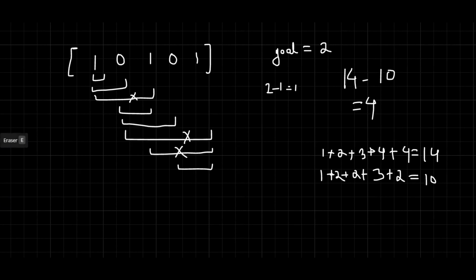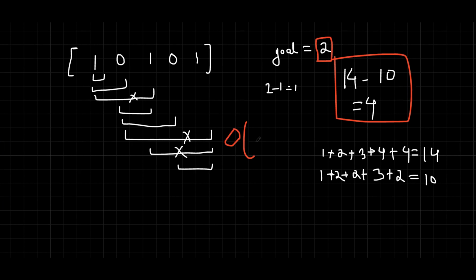So here, by subtracting 10 from 14, we can find the number of subarrays where the summation of all of the elements as goal is exactly equal to 2. And this is how we're going to solve this problem. The overall time complexity of this algorithm is big O of n, which is a linear runtime complexity. I hope you understood the problem statement as well as the algorithm. Now let's move on to the code.